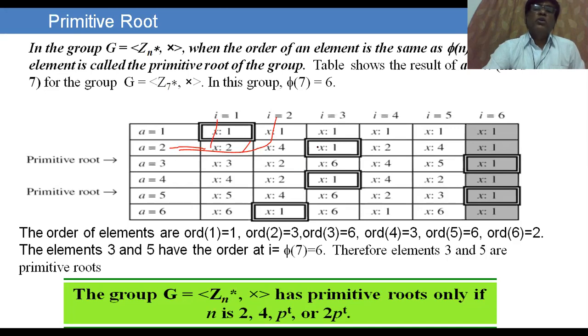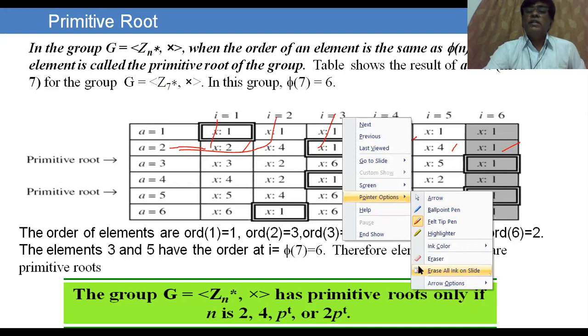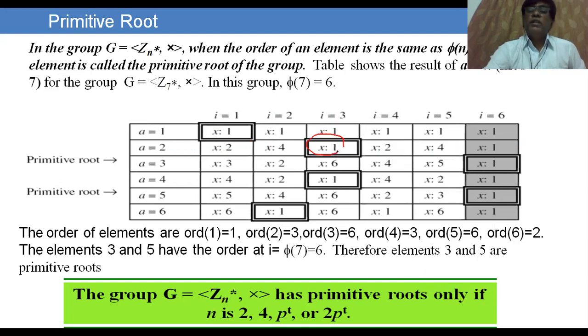Now 2 to the power of 3 is 8, and 8 mod 7 is 1. Next, 2 to the power of 4 is 2, to the power of 5 is 4, to the power of 6 is 1. Actually, we got x equal to 1 here, that is the residue, congruent value 1. Here also we got 1, but we consider only the first occurrence of this one. So if the element is 2, then its order is 3.